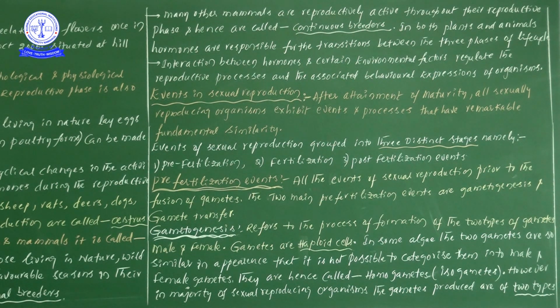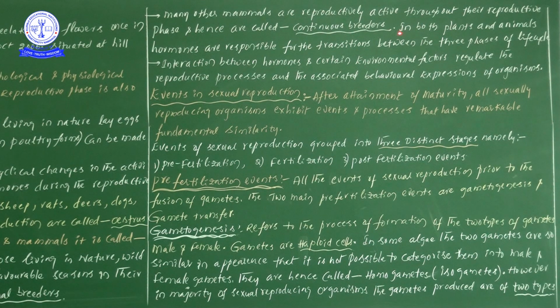Suppose you take human beings. In human beings, we don't depend on or wait for seasonal variations. Mammals have the capability to raise offspring irrespective of the seasonal variations. So there are two different types of breeders we can notice: one is seasonal breeders and the other is continuous breeders.